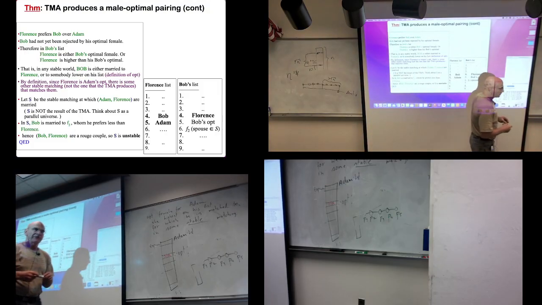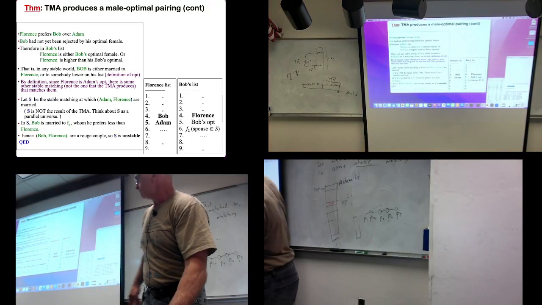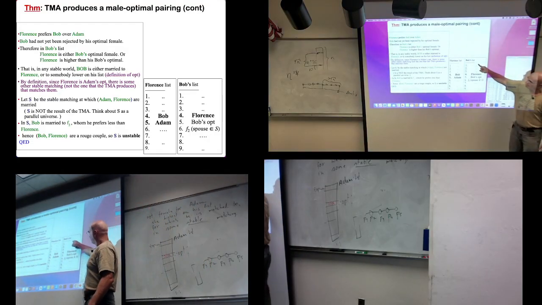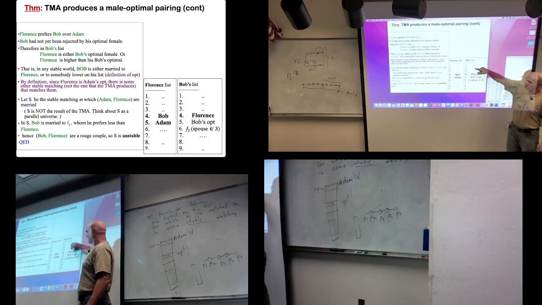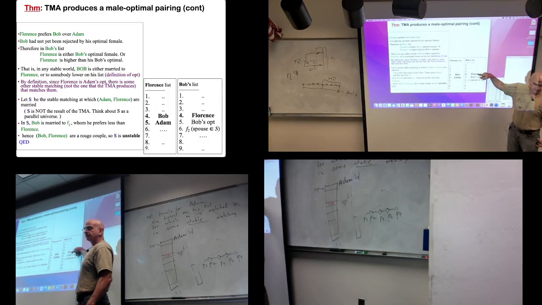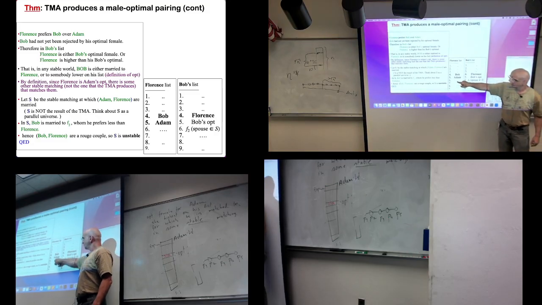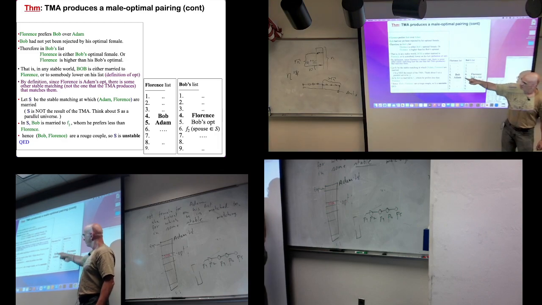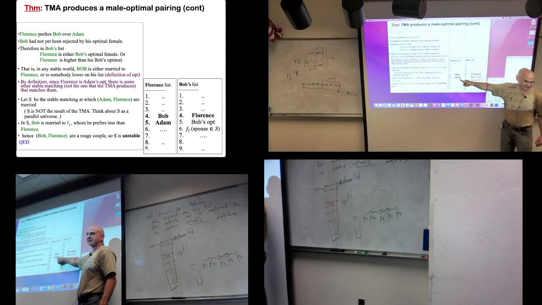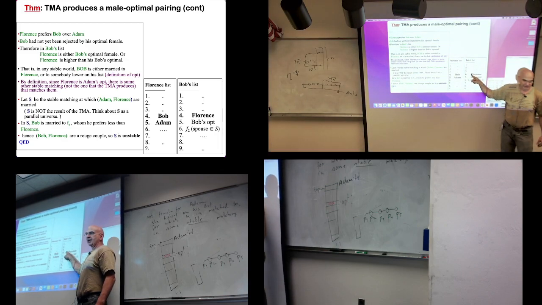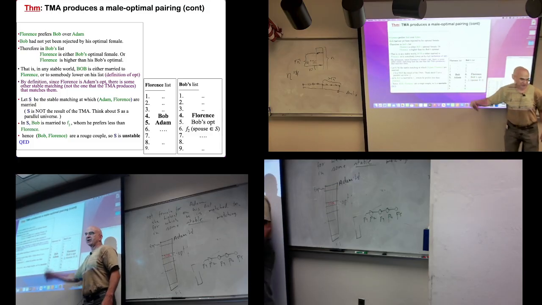And now putting all of it together, here is your rogue couple. Looking at Bob, he prefers Florence more than his wife. Florence is higher on his list in S, in the parallel universe. What about Florence? We already proved that she prefers Bob over Adam, her husband in S. They are not married to each other, but they prefer each other over their spouses. So they are a rogue couple.